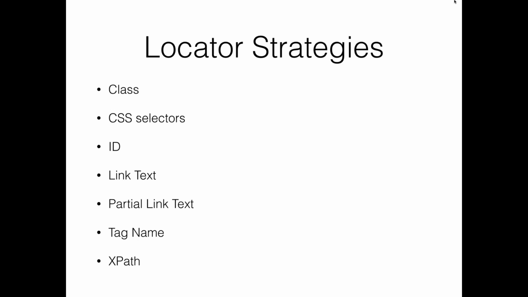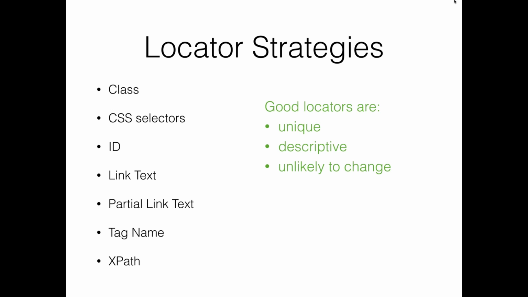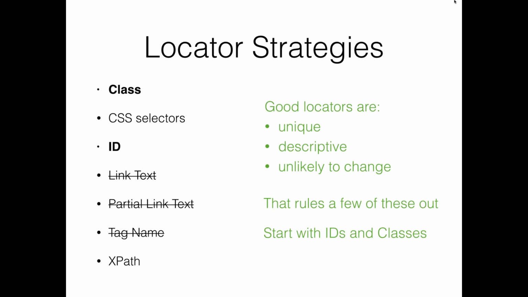Within Selenium, there are 7 different locator strategies, and they're all listed here alphabetically. The way I typically think about locators is that they should be unique, descriptive, and unlikely to change. So for simplicity, let's roll a few of these out based on this criteria, starting with IDs and classes. There are 2 reasons for that. IDs and classes are the most performant, the quickest way that Selenium can interact with elements on the page. It's the fastest lookup that's available.